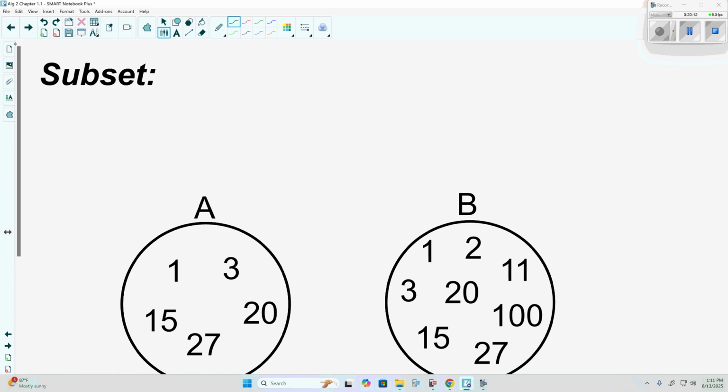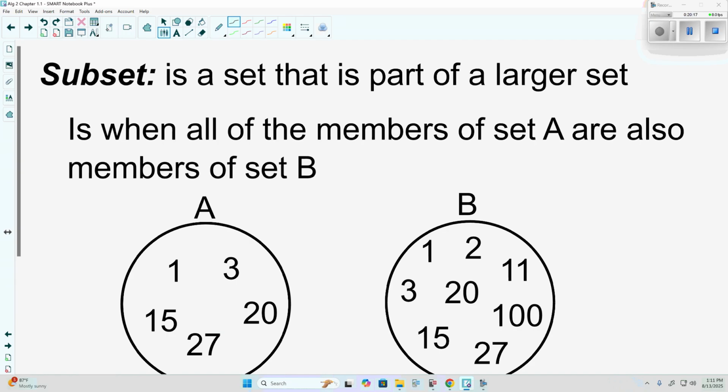Next thing we're talking about is subsets. A subset is a set that is part of a larger set, contained in the whole. It is when all members of one set, set A, are also members of set B. When all members of one set are part of another, we call it a subset. So if we look at these two here, set A contains 1, 3, 15, 20, 27. Set B contains 1, 2, 3, 20, 11, 15, 27, and 100. Yes?